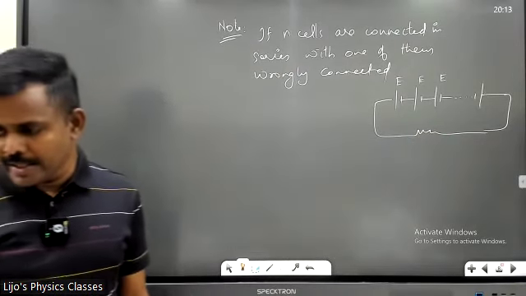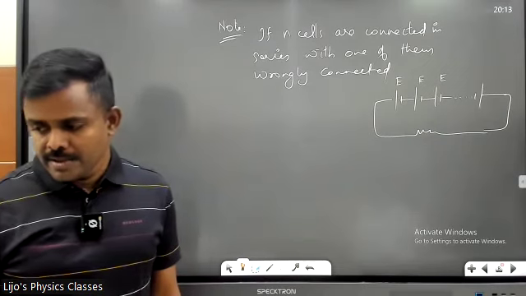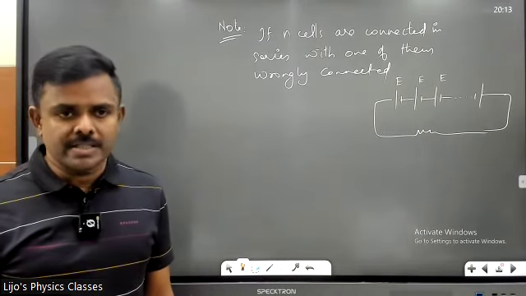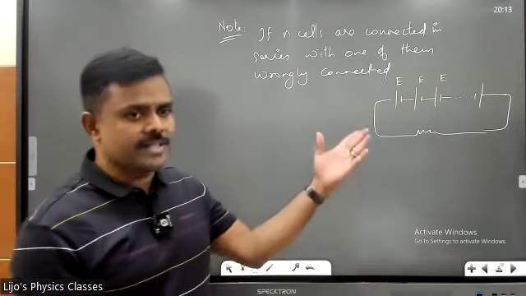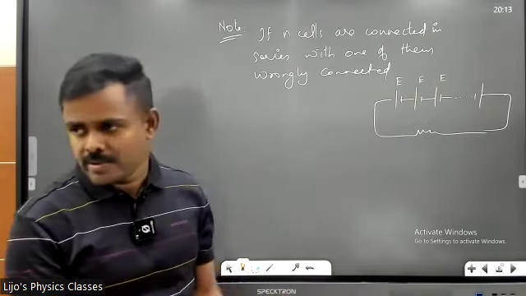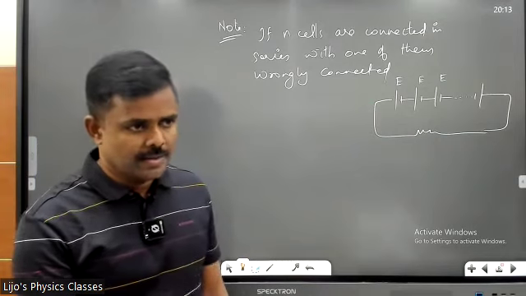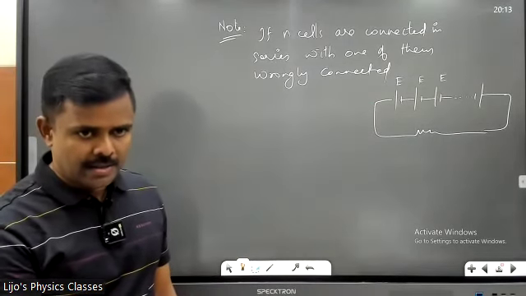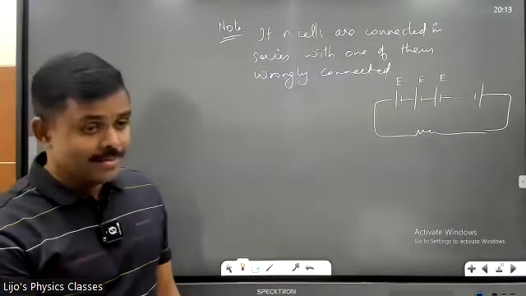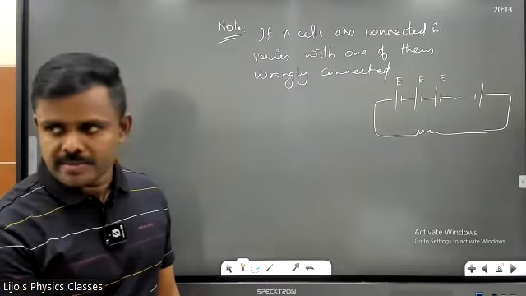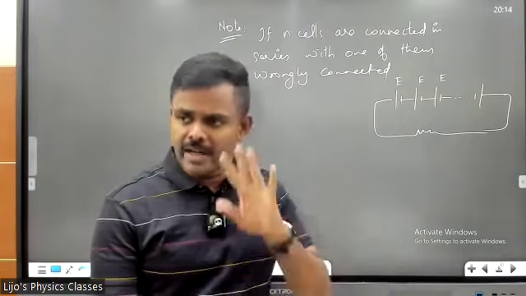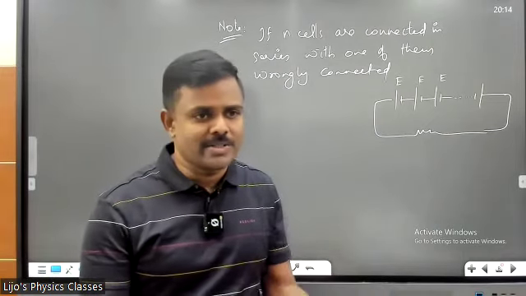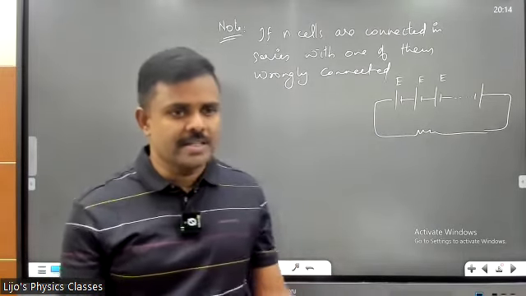If n cells are connected in series with one wrongly connected, last year it was asked in MCQ. I didn't expect it because for the last couple of years I didn't teach this, since it's a competitive examination question, but it was asked last year in a school paper, in the half yearly. I used to teach this every year until last year, but then I stopped because it is not asked anymore. But all of a sudden they asked last year.